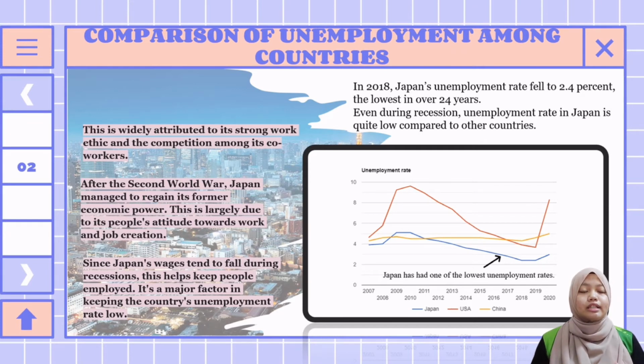The other reason is because of their wages. During recession, Japan's wages tend to fall. This helps to keep their people employed. So, that is the major factor in keeping the unemployment rate low in that country.